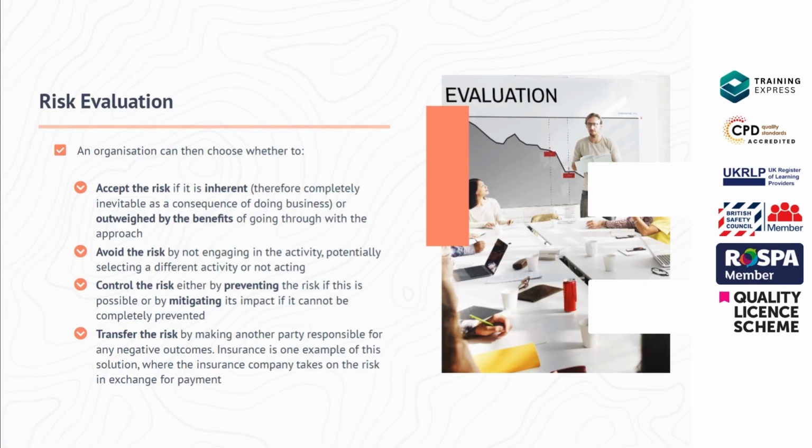Avoid the risk by not engaging in the activity, potentially selecting a different activity or not acting. Control the risk either by preventing the risk, if this is possible, or by mitigating its impact, if it cannot be completely prevented. Transfer the risk by making another party responsible for any negative outcomes. Insurance is one example of this solution, where the insurance company takes on the risk in exchange for payment.